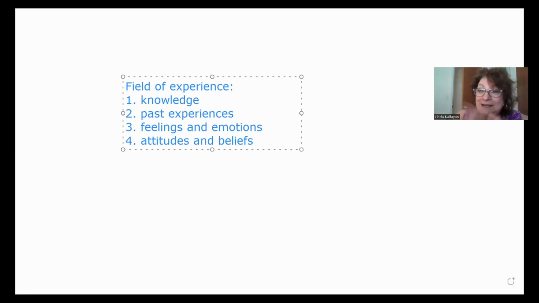So in that one phrase, field of experience, we now again put it under the microscope so that you can see that each one of us, because we are both speaker and listener, have a field of experience. And each one of us have different set of knowledge, have different set of experiences, have different feelings and emotions, have different attitudes and beliefs. So we now can actually see how there are barriers in communication. Okay, let's go back to our PowerPoint.